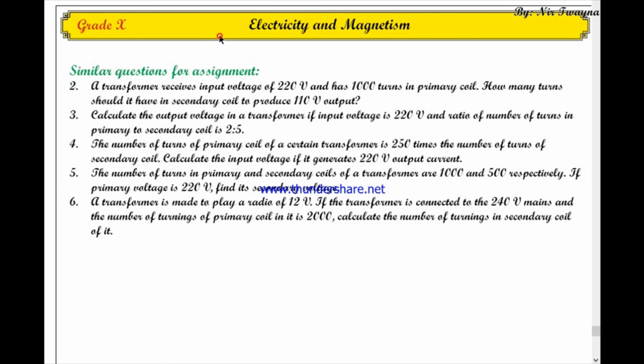In tomorrow's class, we will be discussing power consumption in a house, or household power consumption. That is also numerical, so keep your calculator ready. Okay, until then, thank you class.